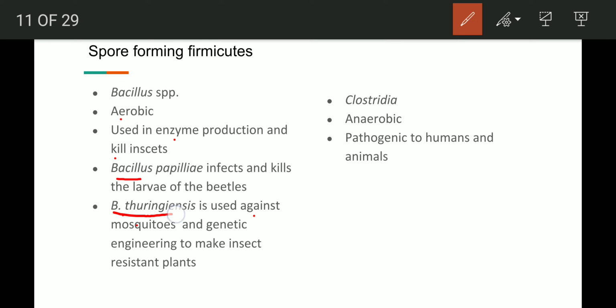This Bacillus thuringiensis we had studied last year, where we were studying how to make plants insect resistant. If you recall it, you will remember that Bacillus thuringiensis was the bacteria that was used for the process. The next spore forming Firmicutes is Clostridia. Clostridia, unlike Bacillus, is anaerobic and it is pathogenic to humans and animals.